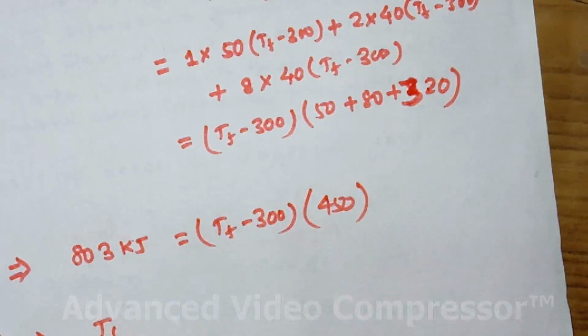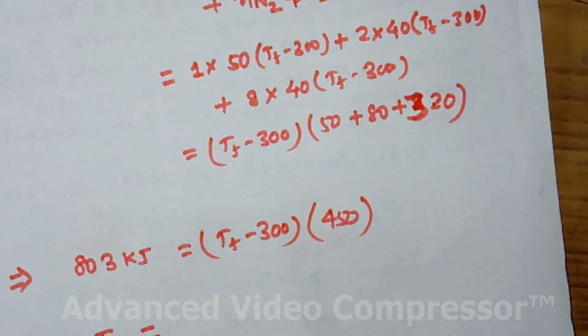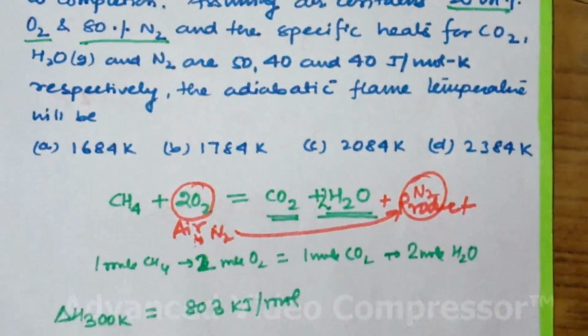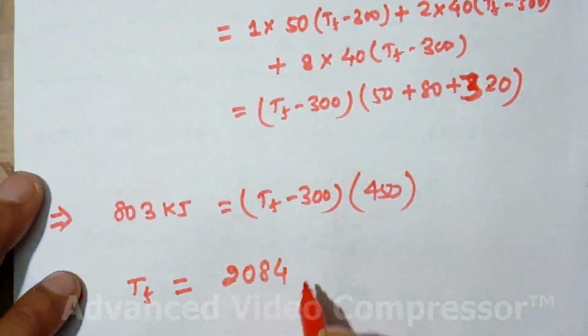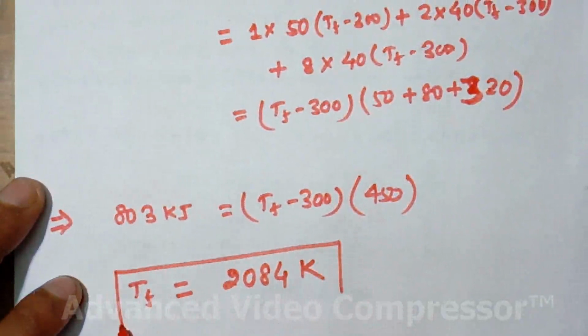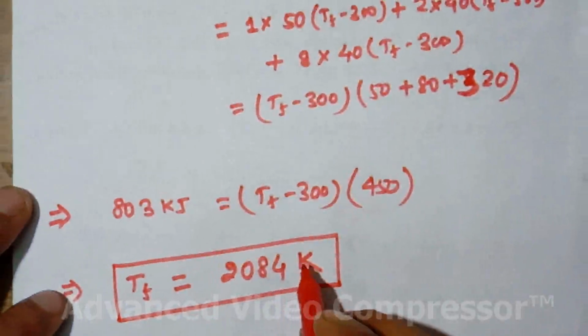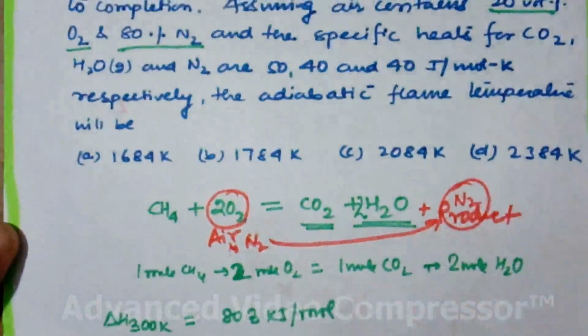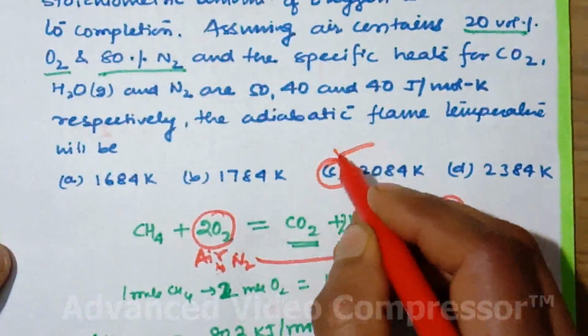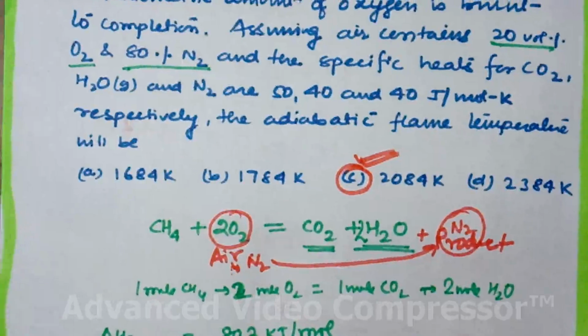So Tf will come around 2084 after the solution. This is the adiabatic flame temperature for this question. So the answer will be 2084. This is the answer. So here I think you must have understood regarding the flame temperature, and this is one of the typical questions which is asked in GATE.